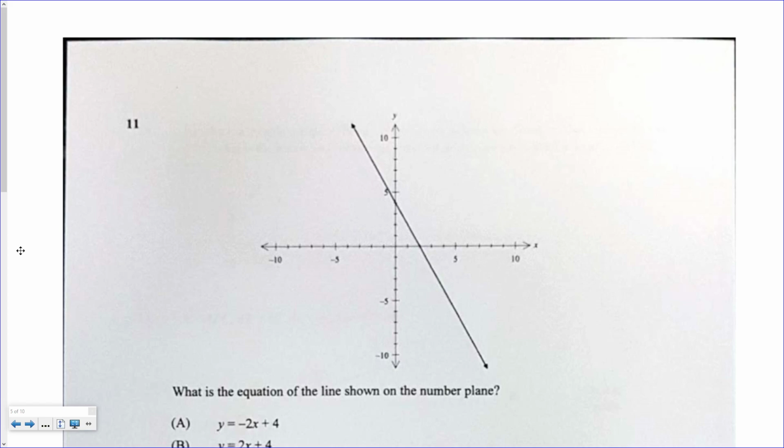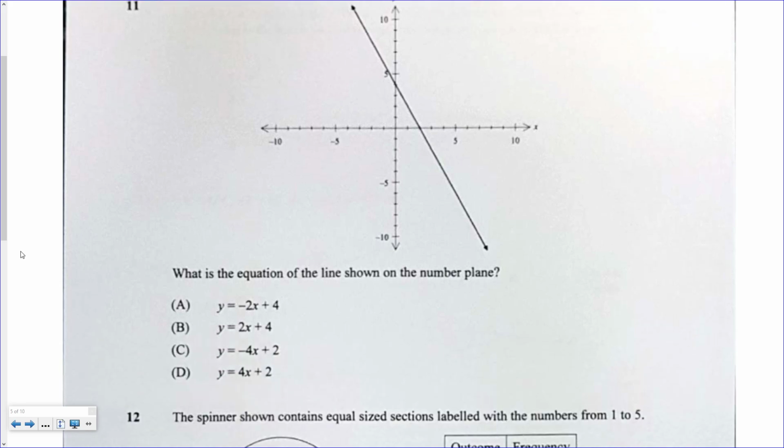Going to question 11. So we want to find the equation of the line of this number plane. Basically, whenever you're trying to find the equation of the line, it always comes down to y equals mx plus b. Alright, that's what the equation of the line is, where m is the gradient and b is the y-intercept. But straight away, we can see that the y-intercept is 4, and now we just want to find the gradient. So we just want to pick 2 points in this line and just do rise over run.